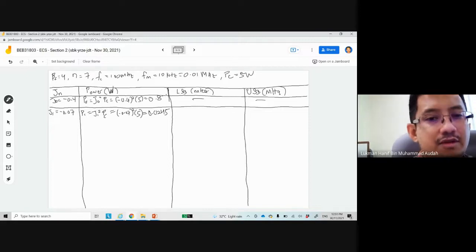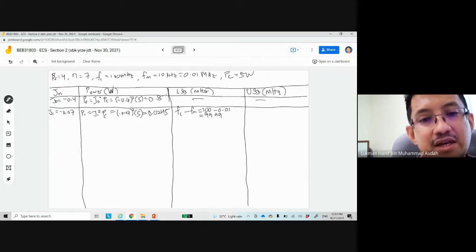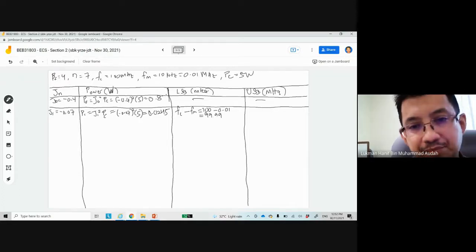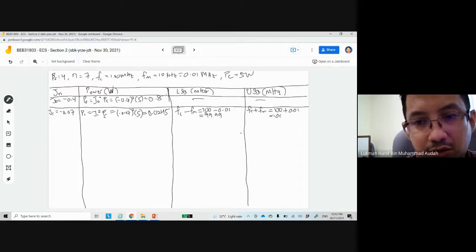Okay. So what about the LSB? LSB is located at FC minus FM. So this is 100 minus 0.01. So this is equal to 99.99 megahertz. Nampak? What about this one? This one is FC plus FM. So this is equal to 100 mega plus 0.01, 10 kilo. So this is 100.01 megahertz.